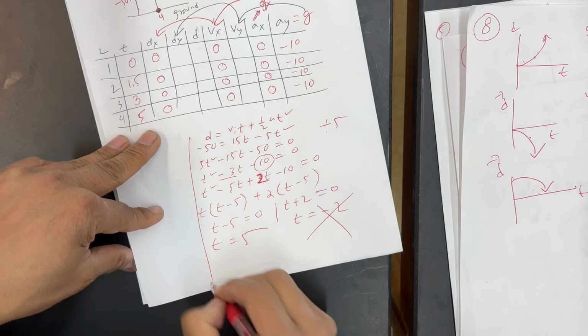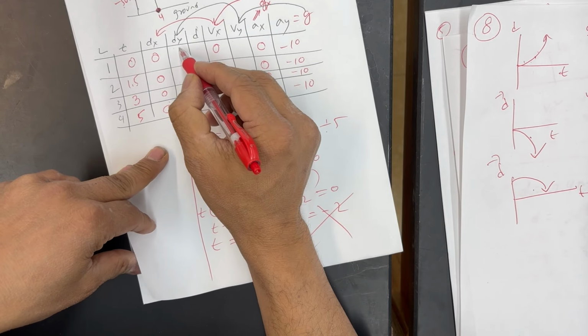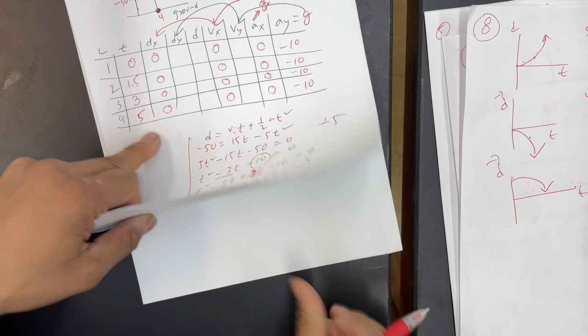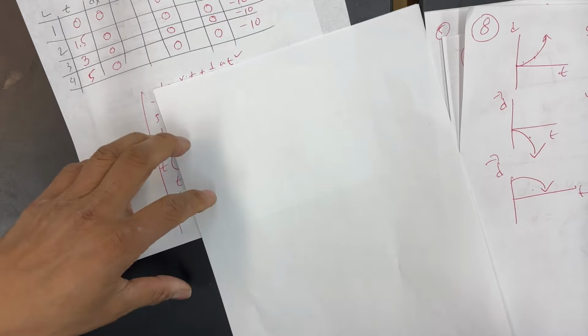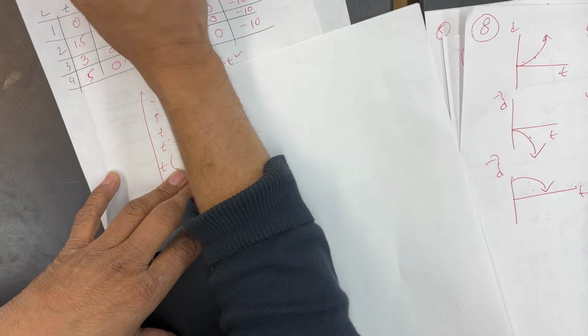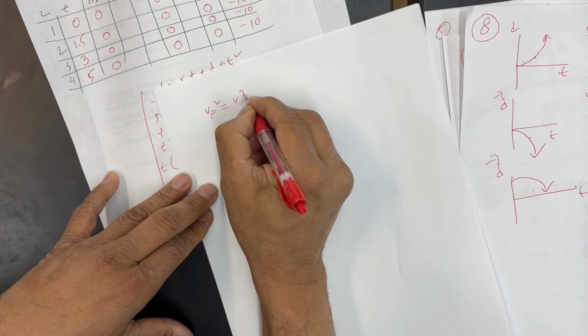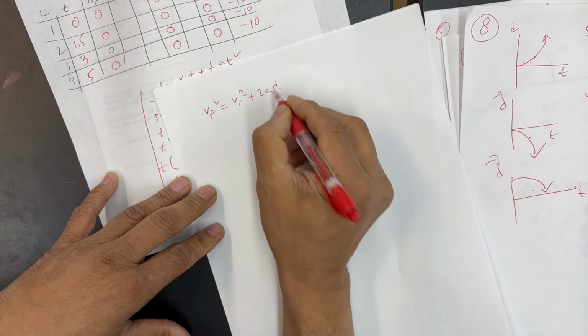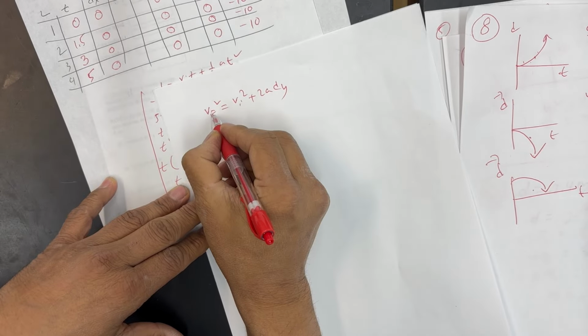Now what are we going to do? We're going to do dy. So let's find the dy. How can we find the dy? Okay, we found the time, so we can find the dy. So the dy over here is very easy. You want to write Vf squared is equal to Vi squared plus 2Ad. This is dy, by the way. So this is Vf squared.